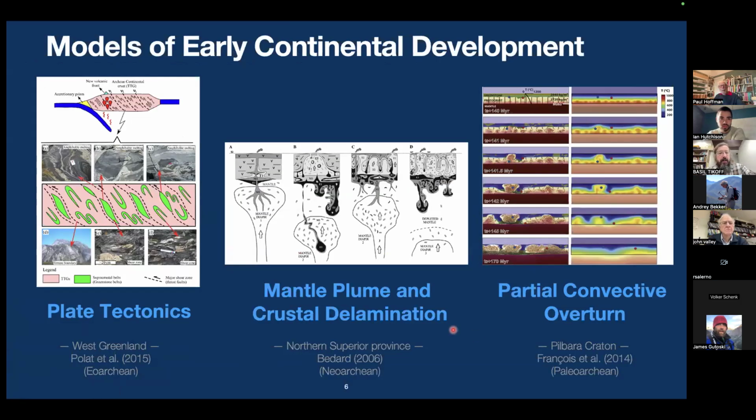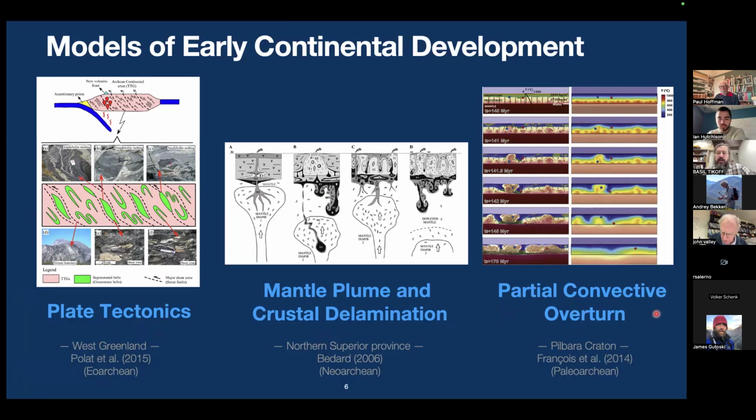Just a couple different models for different places and people who've inferred different times. Some of the early work for the Eoarchean in West Greenland suggests that there's plate tectonics going on. In the North Superior Province, a little later, it suggested that plate tectonics isn't going on, and rather it's mantle plume and crustal delamination.